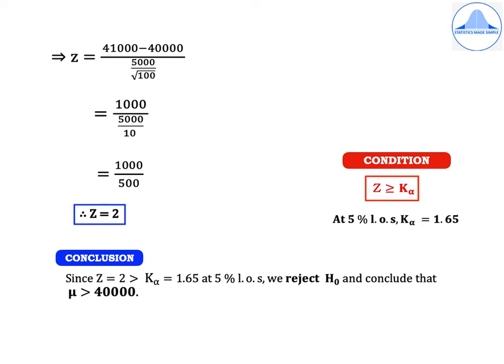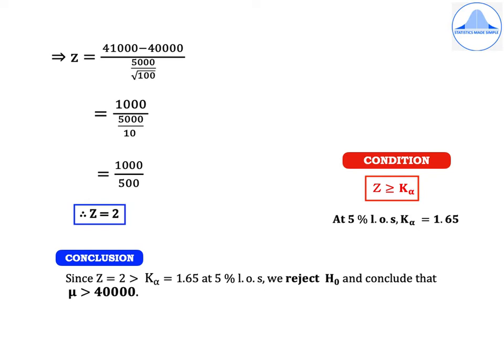So remember that mod Z greater than or equal to K alpha by 2 is used only for a two-tailed test, whereas for a right-tailed test, the condition is Z is greater than or equal to K alpha. If this condition is satisfied, we reject H naught, otherwise we accept H naught. And for this problem at 5% level of significance, K alpha is equal to 1.65.